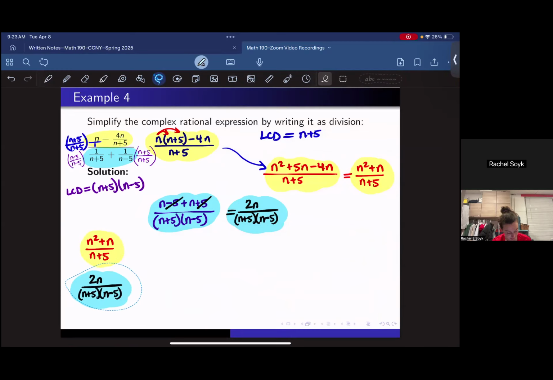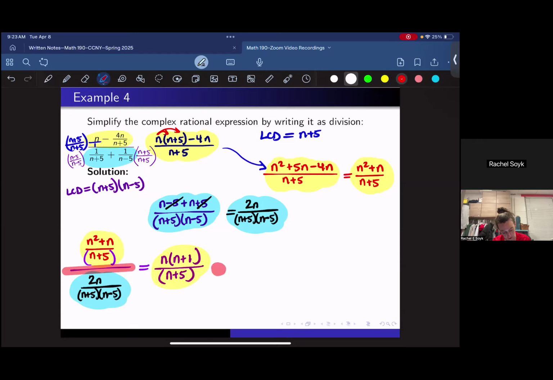And you'll notice in the yellow that n squared plus n, we can technically factor out an n. But let's do that when we're keep change flipping. So that n squared plus n, we're going to factor out an n, and we're looking at n plus 1 all over n plus 5, because again, when we keep that first fraction the same. We keep the yellow fraction exactly the same. We change the division sign into a nice, beautiful multiplication. And then we flip the blue fraction, so now it's looking like n plus 5 in parentheses n minus 5 all over 2n.